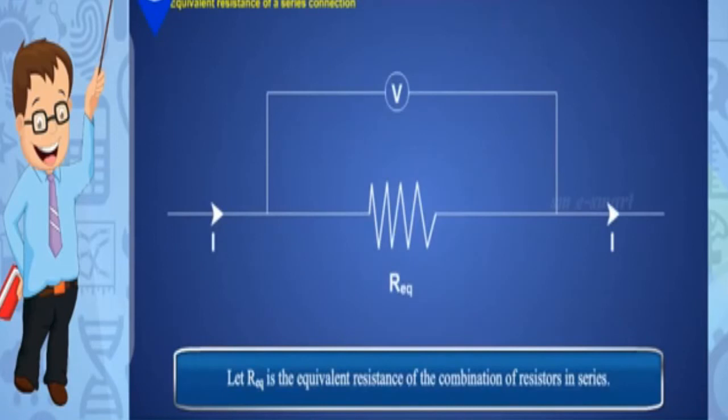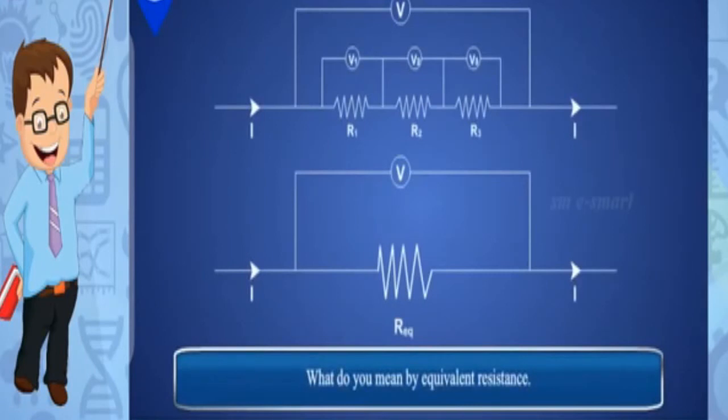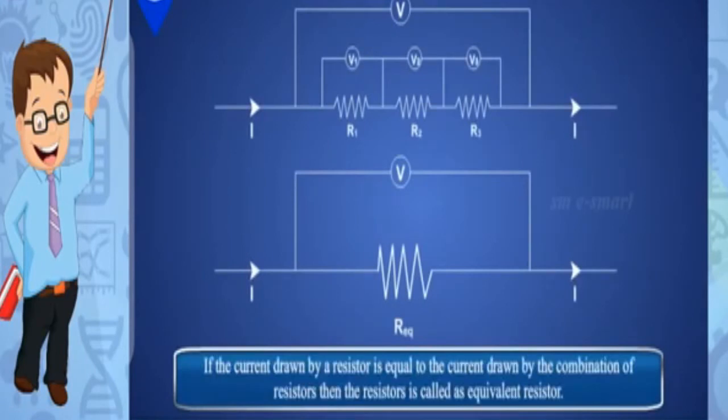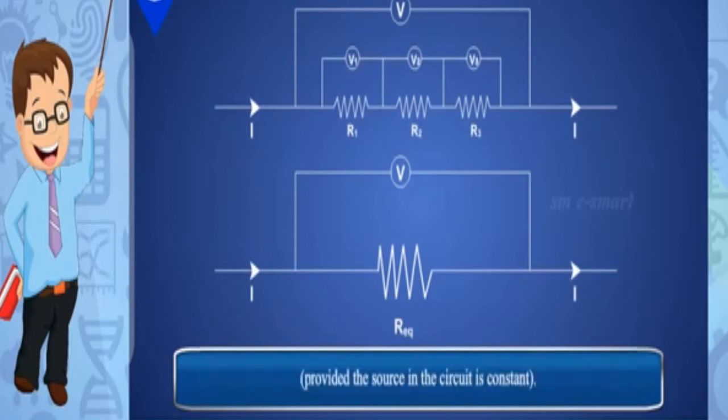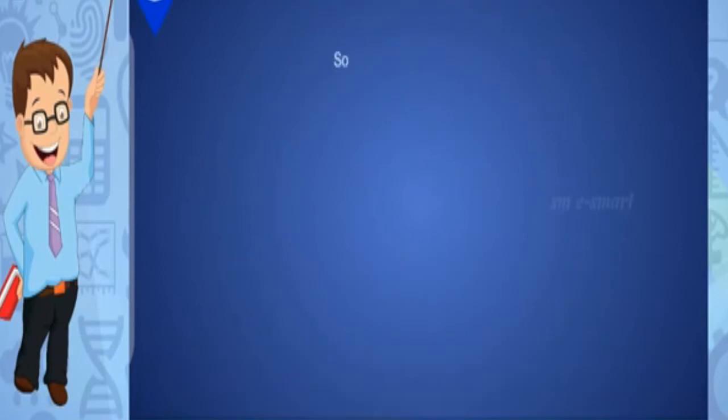Let Req be the equivalent resistance of the combination of resistors in series. What do you mean by equivalent resistance? If the current drawn by a resistor is equal to the current drawn by the combination of resistors, then the resistance is called the equivalent resistance, provided the source in the circuit is constant. So, we have V equals I Req.